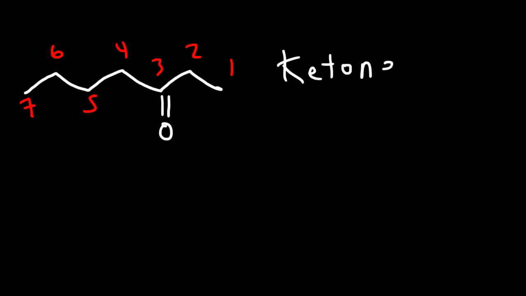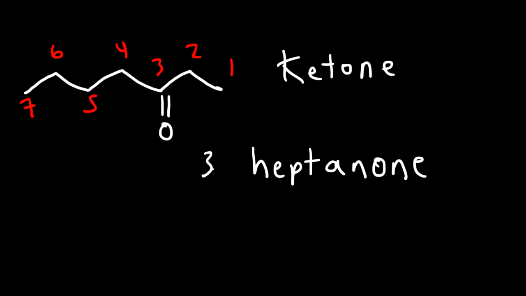Now for 7 carbons, we have the name heptane. But because it's a ketone, instead of saying heptane, we're going to drop off the E and add one. So it's heptanone. And we're going to put a 3 in front of heptanone because the carbonyl group is located on 3. Now this time we need to specify where the carbonyl group is located. So the answer is 3-heptanone.